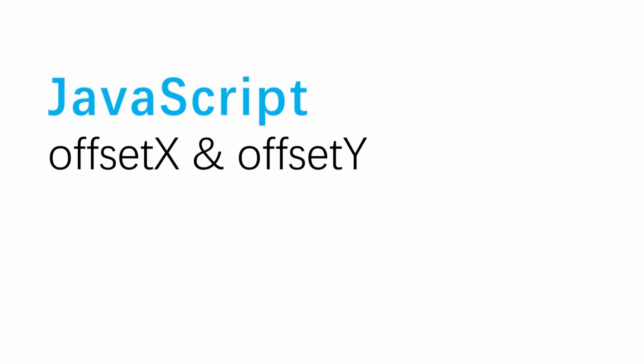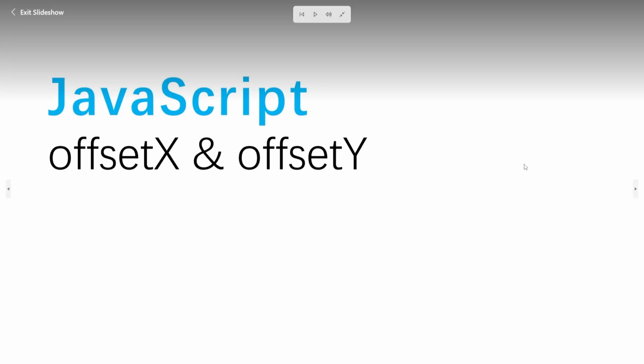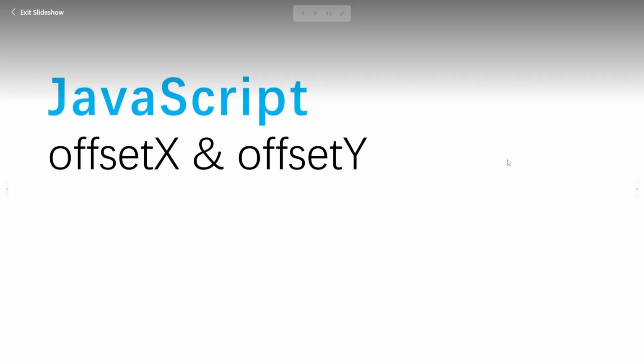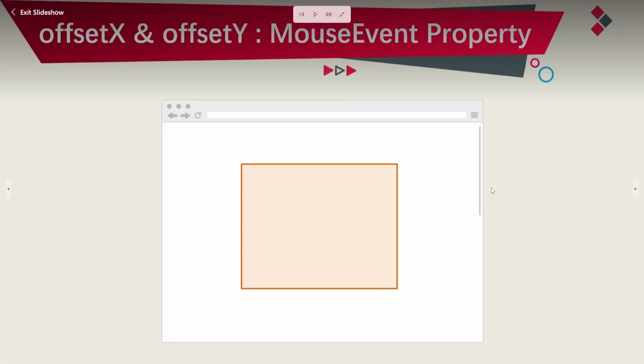Once again I'm back with a new JavaScript tutorial, and in this tutorial we are going to learn about two new JavaScript properties, offsetX and offsetY. As you can see in this example, we have a browser window, and inside this browser window we create a div element, and in this div element you can see a mouse pointer.